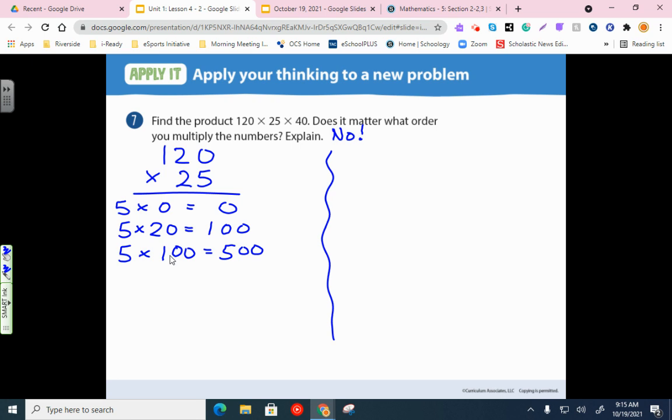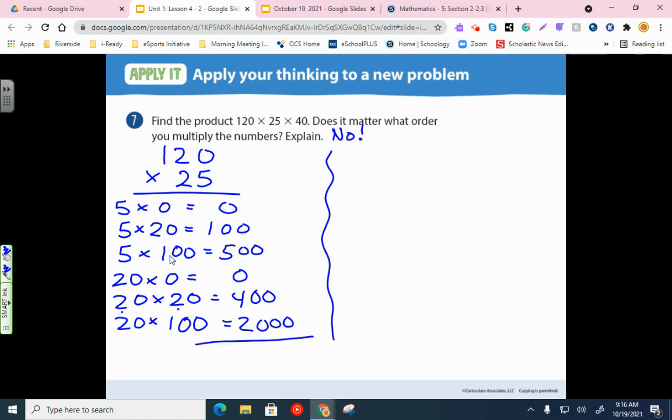And let's go with our 2 here. Again, the 2 is actually a 20. 20 times 0 is 0. 20 times 2, that's actually a 20. Remember, 2 times 2 is 4. And bring over your 2 zeros. And then the 20 times the 1 is actually 20 times 100. So 2 times 1 is 2. And then tack on those 3 zeros. And all of these add up to 3,000.